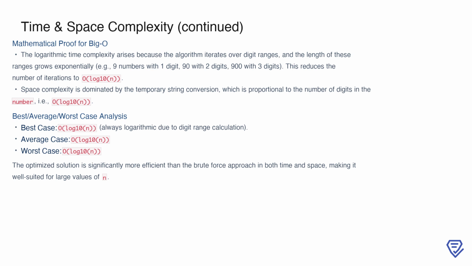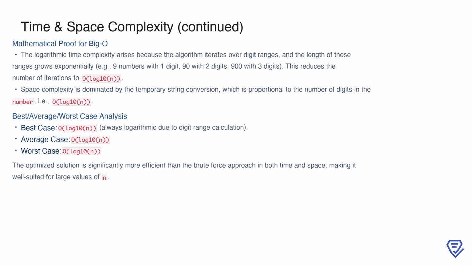The logarithmic time complexity of the optimized solution can be explained mathematically. The algorithm iterates over digit ranges, where the size of each range grows exponentially. For instance, there are 9 one-digit numbers, 90 two-digit numbers, and 900 three-digit numbers. This exponential growth limits the number of ranges the algorithm needs to process, resulting in O(log10 n) iterations.